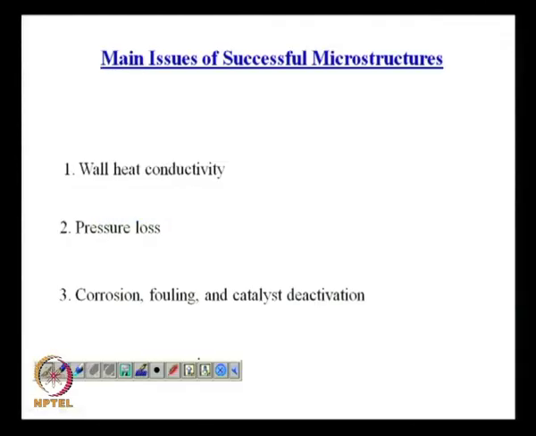I will talk about heat pipes in relation to main issues of successful microstructure. What we have seen in the last class is that the wall heat conductivity can play a major detrimental role in heat transfer in microscale devices. While discussing the wall heat conductivity, we introduced the concept of heat pipes, which are devices extremely efficient in transporting heat from the hot end to the cold end. It works on capillary suction through the wicks, which provide micropores, and through the wick the liquid will flow from the cold towards the hot side.